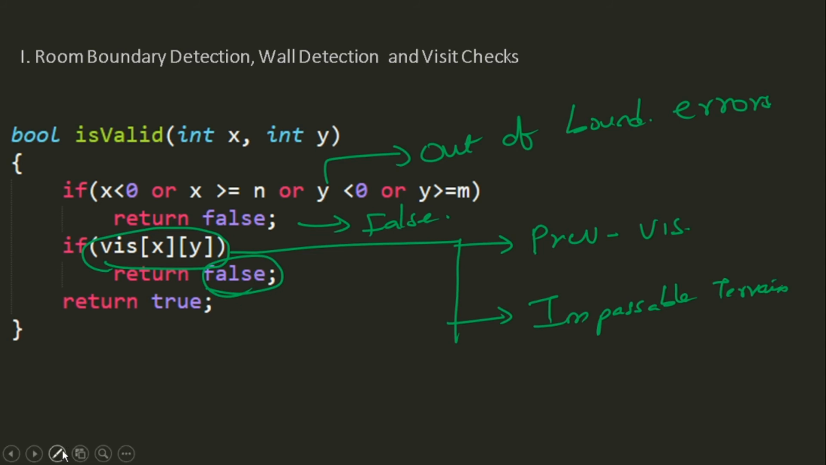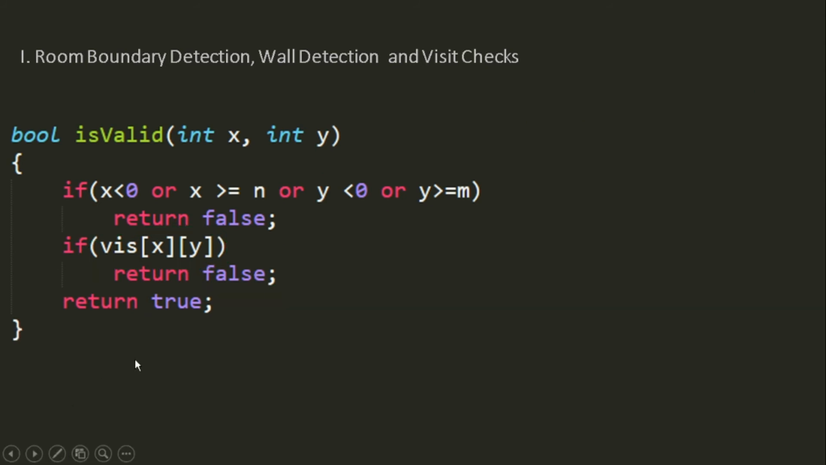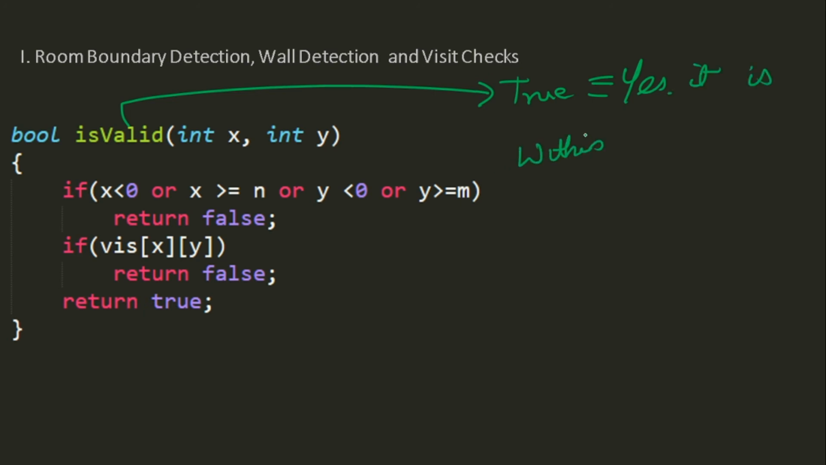To summarize, when this function returns true, it says, yes, it's within the valid boundaries. Within valid boundaries, it is passable and it was never visited.